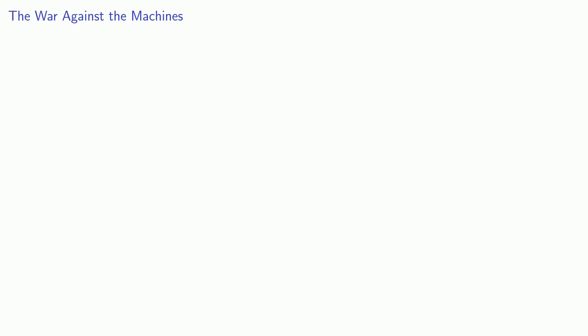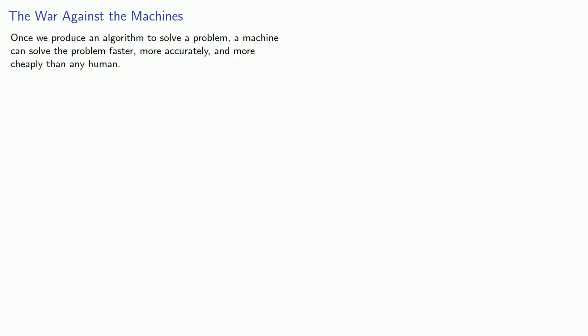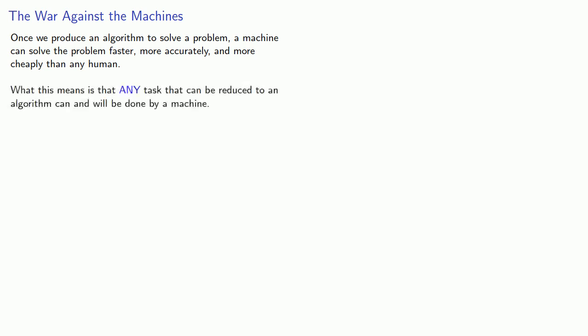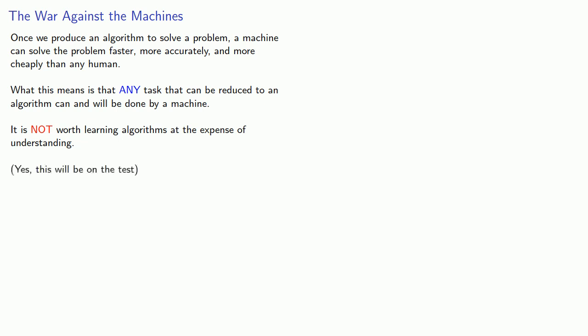The important idea to keep in mind is that once we produce an algorithm to solve a problem, a machine can solve the problem faster, more accurately, and more cheaply than any human. What this means is that any task that can be reduced to an algorithm can and will be done by a machine. And so it is not worth learning algorithms at the expense of understanding. Now, that doesn't mean you shouldn't learn algorithms. This will be on the test. But it does mean that you should also understand why they work, because understanding why something works is the key to making it better.